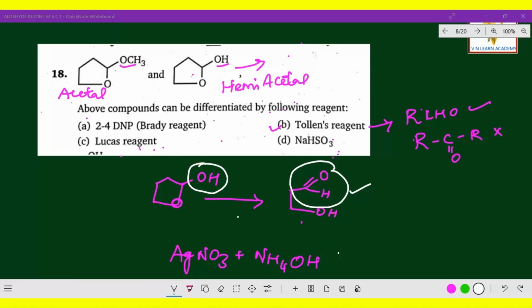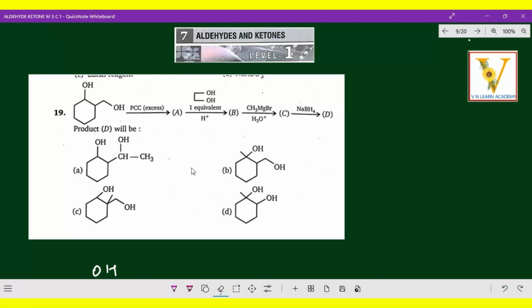Let's go to the next question. It is really interesting, because it is like a puzzle. Compound A is treated with excess PCC, pyridinium chlorochromate, to give product A. Then with CH2OH you get product B, then the Grignard reagent with hydrolysis gives product C, and then sodium borohydride gives product D. Now we have to identify product D, like a puzzle.